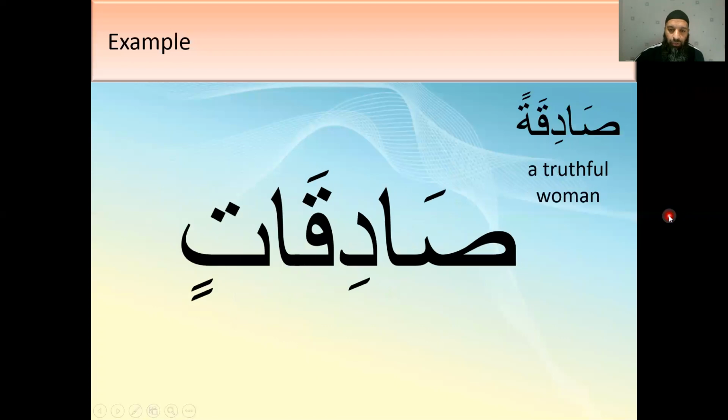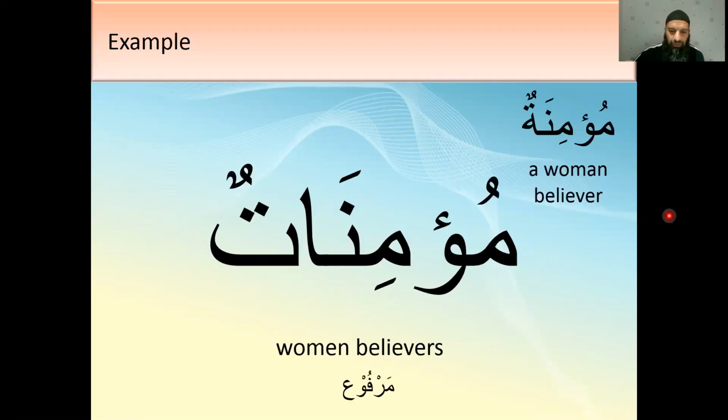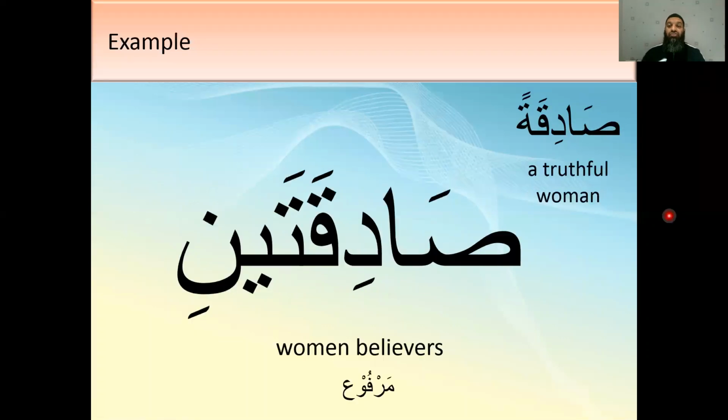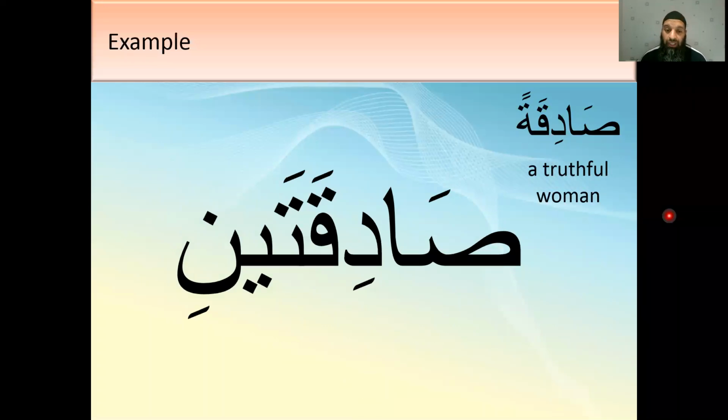Okay, so just going back to, we've done this one. So this is a brother, sadiqatun. Sadiqatun is a truthful woman. So identify the pattern first. Aini pattern. What does that do?